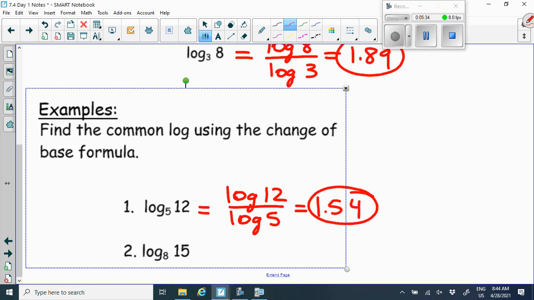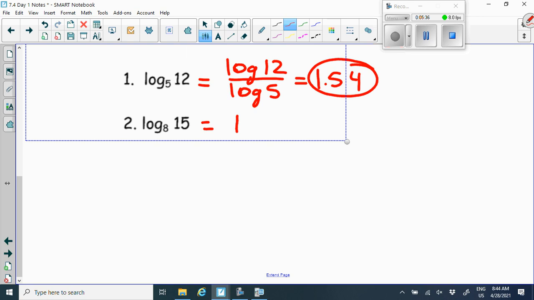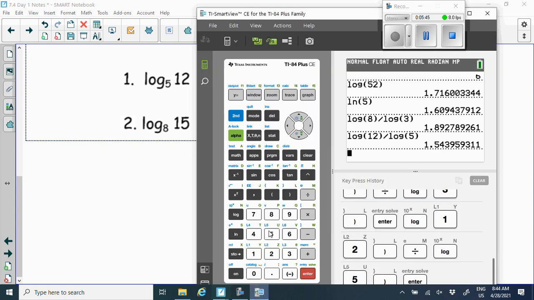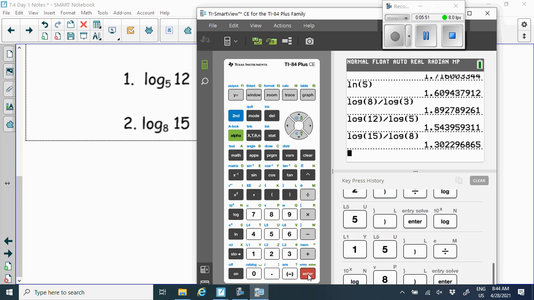Okay, for the next one, I do log of 15 over log of 8. Don't forget to close your parentheses. And I get about 1.30.